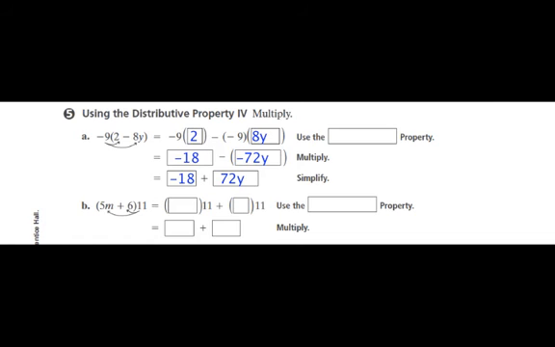Let's look at sample B. We have the quantity 5m plus 6 being multiplied by 11. We have to distribute the 11 to the 5m and to the 6. So we end up with 5m times 11 plus 6 times 11. 5m times 11 is 55m. 6 times 11 is 66. So we end up with 55m plus 66.